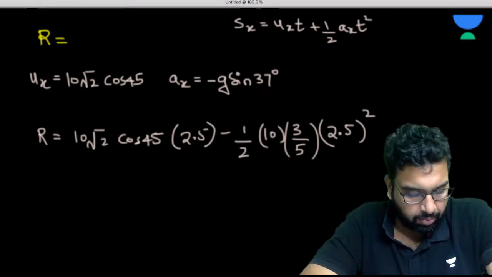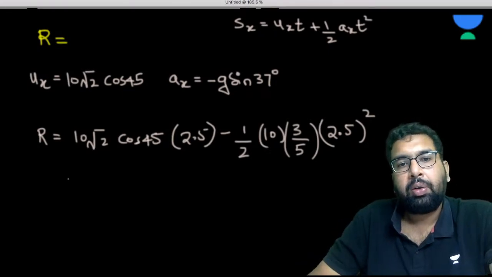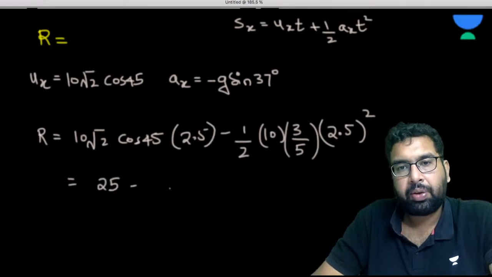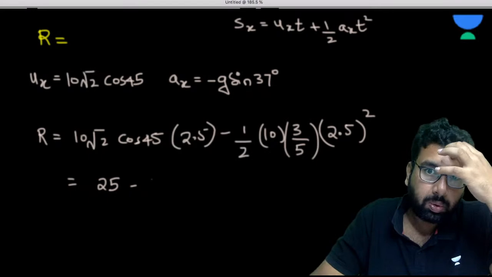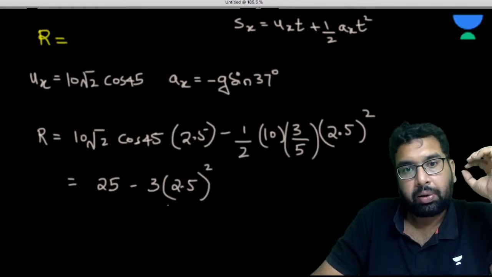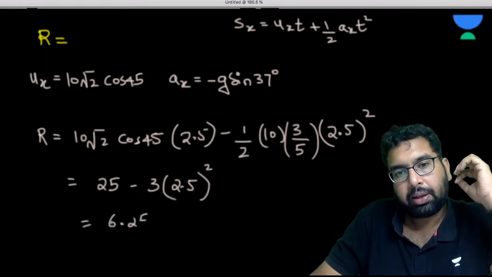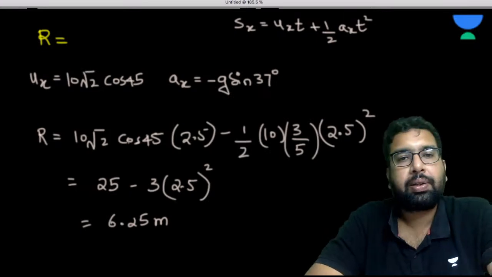Now let's calculate it then. So this is going to be 10 into 2.5, that is 25. And 2 cancelled out, so it is going to be 3 into 2.5 square. So 3 into 2.25. Afterwards, when we calculate it, I think we are getting 6.25 meter. You can cross check it once, right?